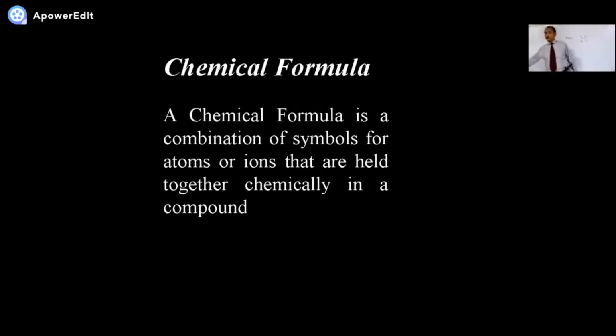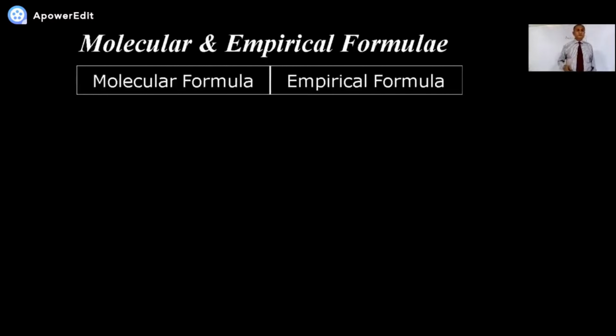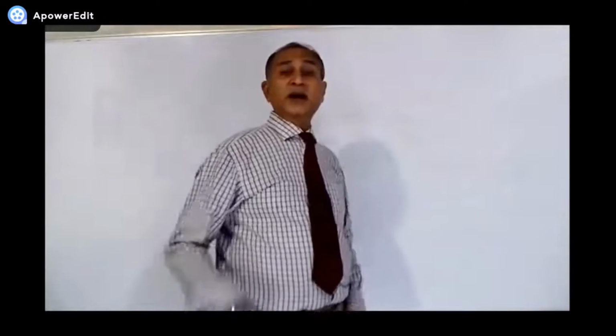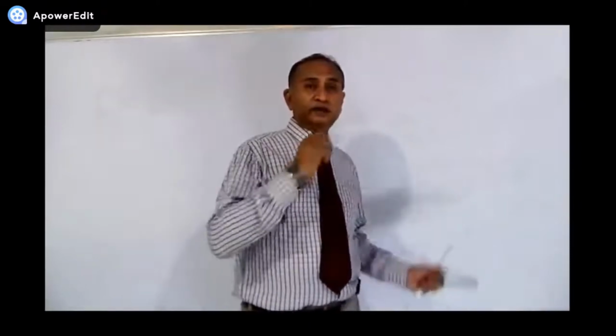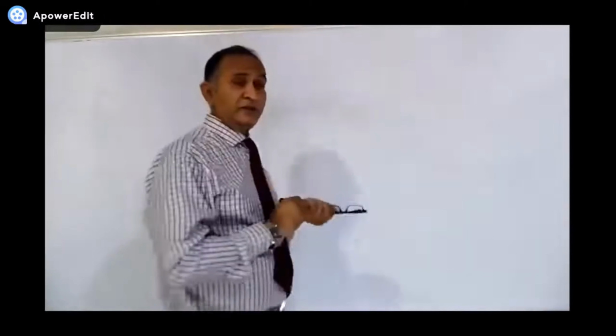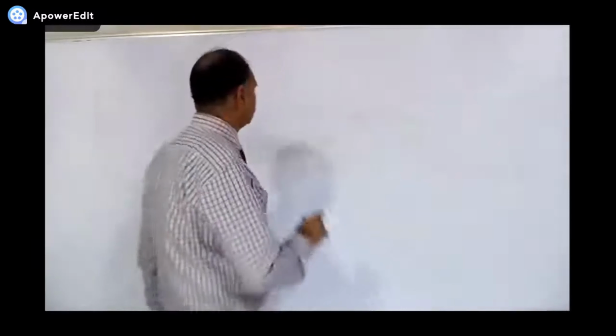Okay? Now there are two types of chemical formulas. Molecular formula and empirical formula. A conceptual topic. Wait for a while. Molecular formula and empirical formula. There are two types of chemical formula. Okay. So simple.